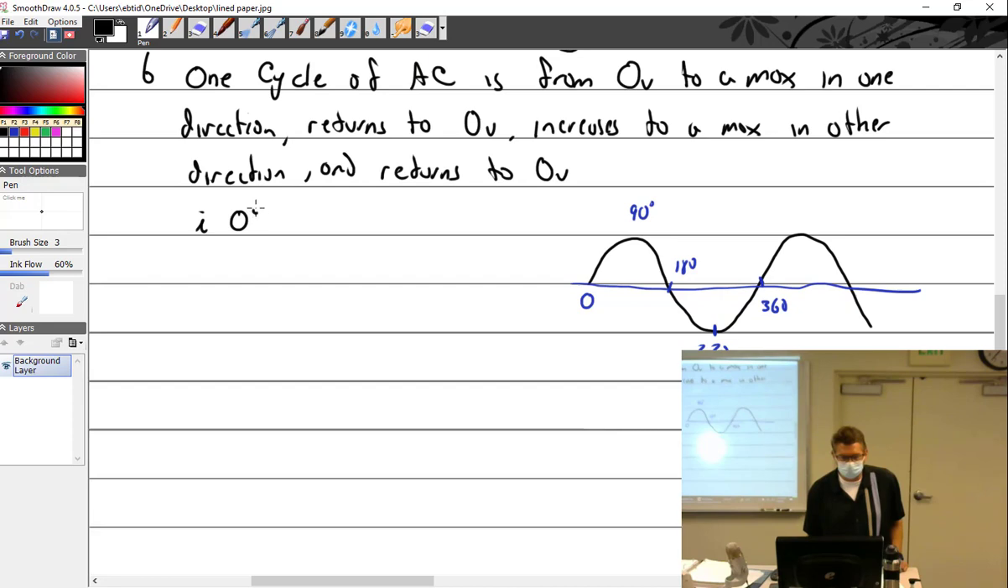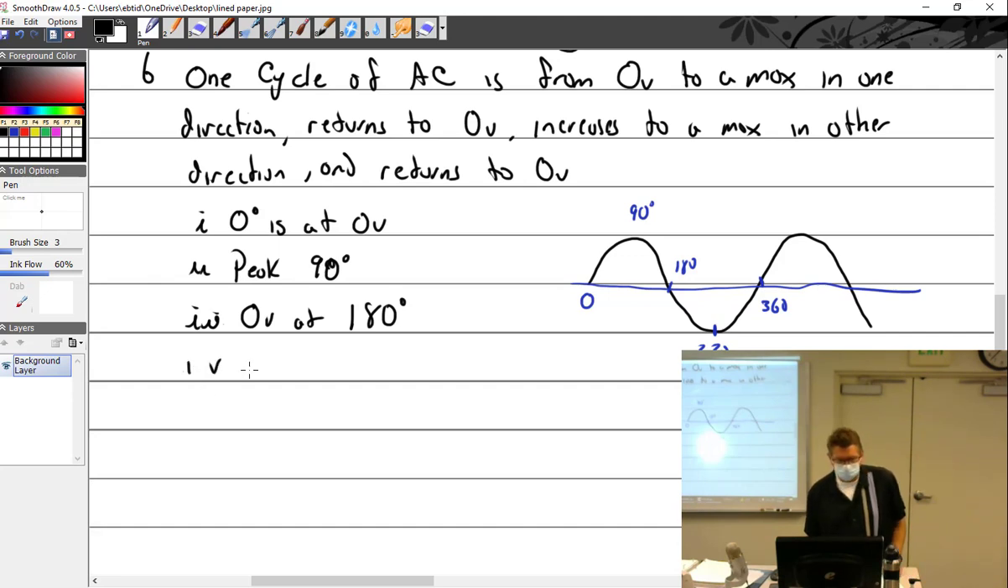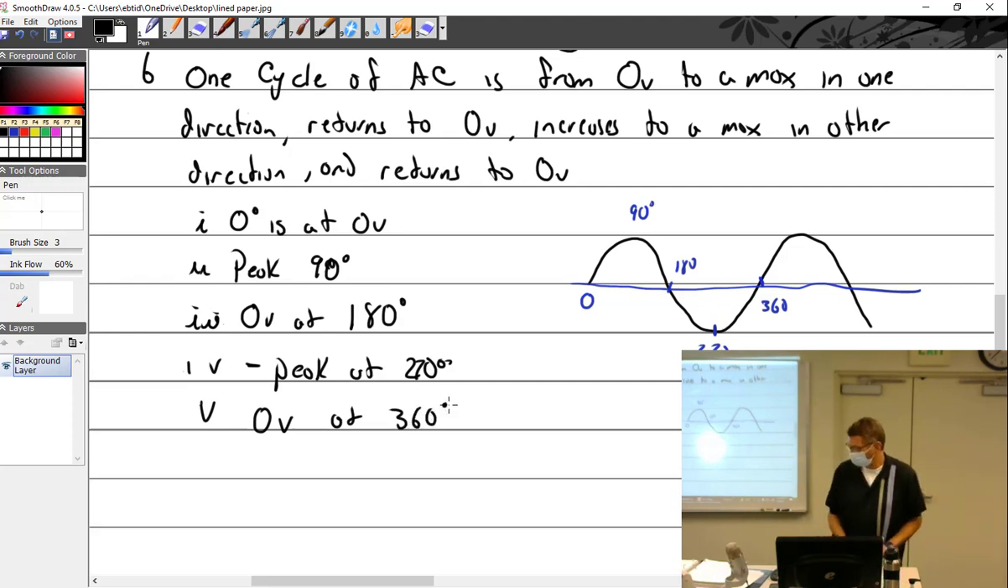So 0 degrees is at 0 volts. It's going to peak in the positive at 90 degrees. And then we're going to come back to 0. So we're back to 0 volts at 180 degrees. And then we are at the negative peak at 270 degrees. And then we are at 0 volts at 360 degrees, or back to 0.